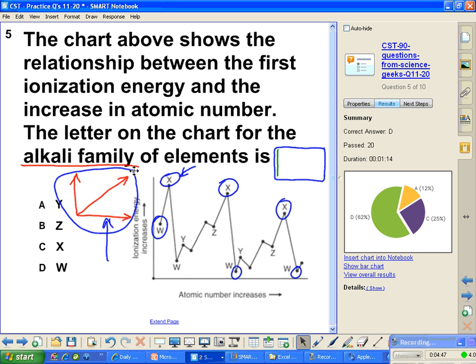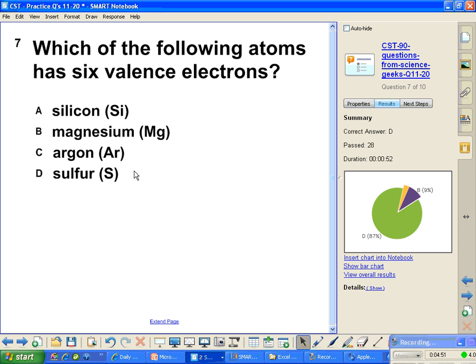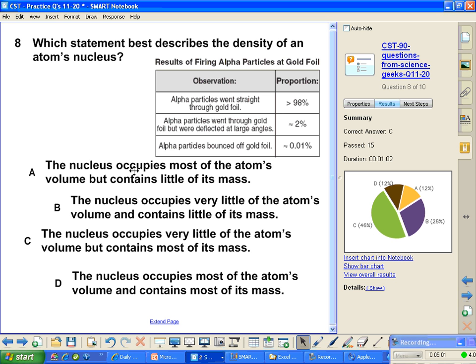Okay, let's go on, and we'll go to number 8. How do you guys feel about this one? That was pretty easy, wasn't it? You just go by the column number. So that tells you the valence electrons. And here we go on number 8. Now, think of this.